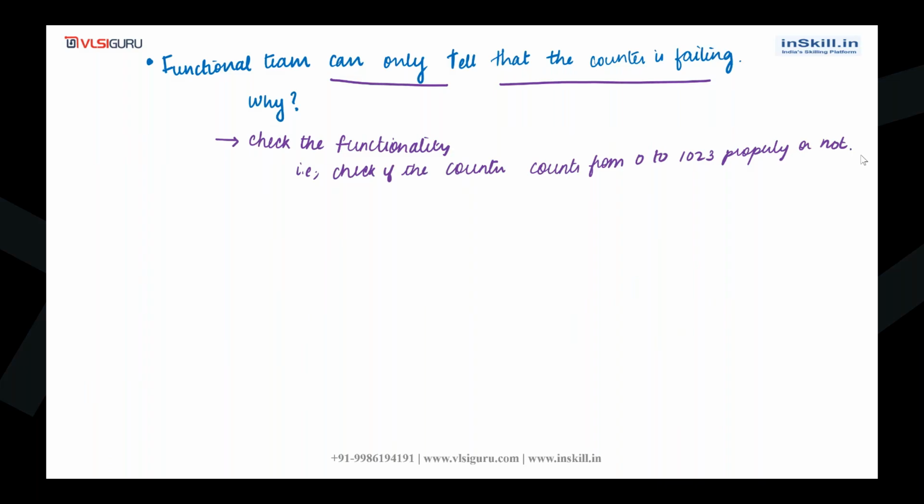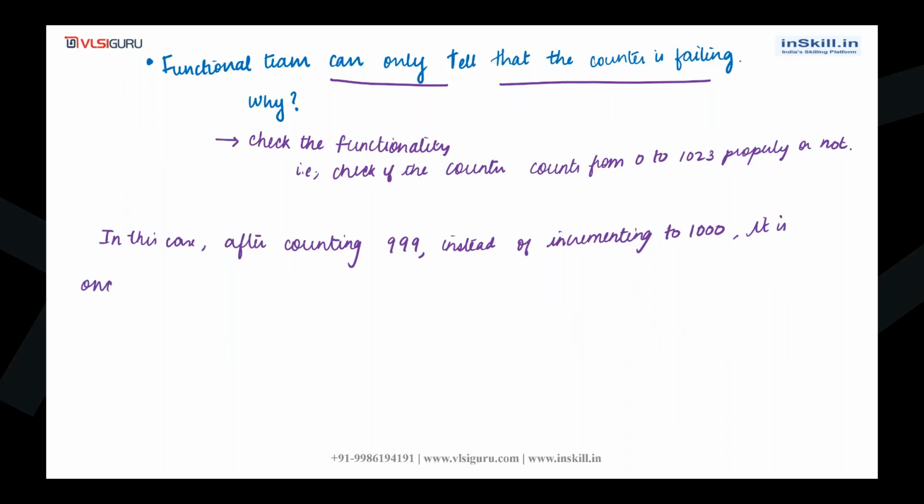Okay. So in this case, what is happening? Counter, after counting 999, instead of incrementing to 1000, it is once again counting 999. So counter is failing.